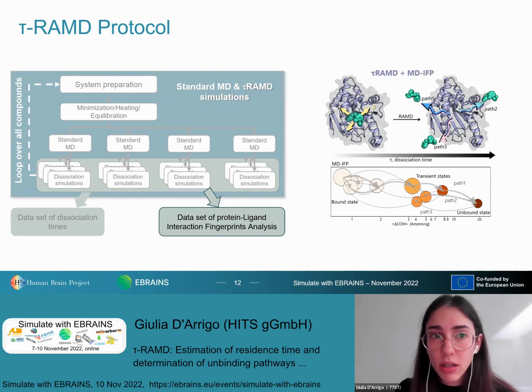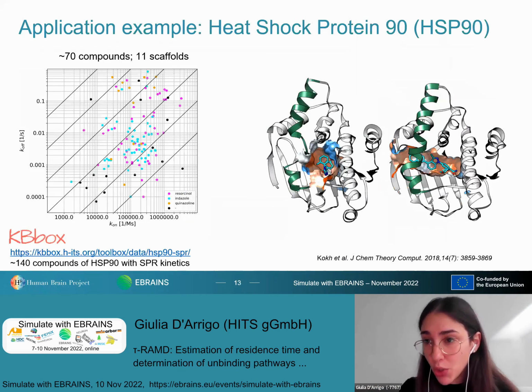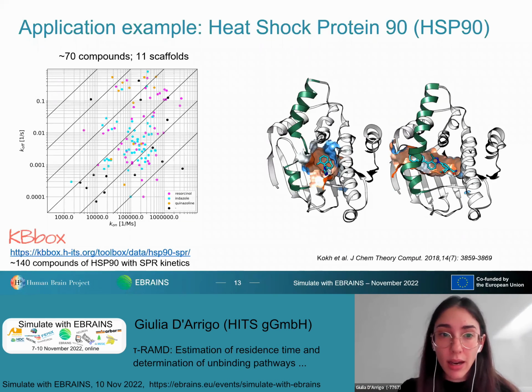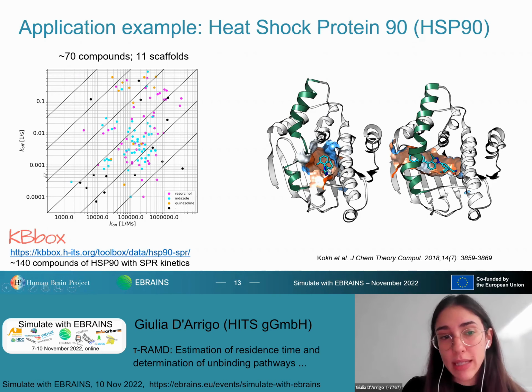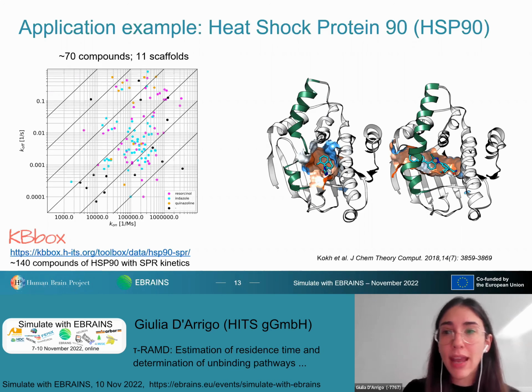And now I will just very briefly show you an application example, just to give you a very general and broad idea of what we can actually do with RAMD, what conclusions we can get out of it. So the example that I'm going to show you is about the binding of 70 compounds to the N-terminal domain of the HSP90 protein. Here on the left, you can see 70 compounds which have different scaffolds colored differently, and here is a plot which shows the range of K-off and K-on values.